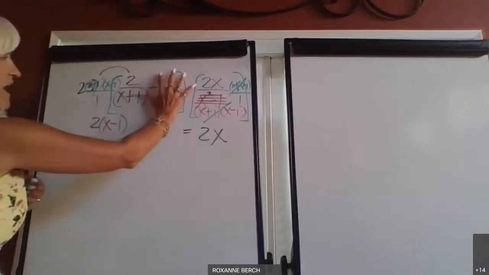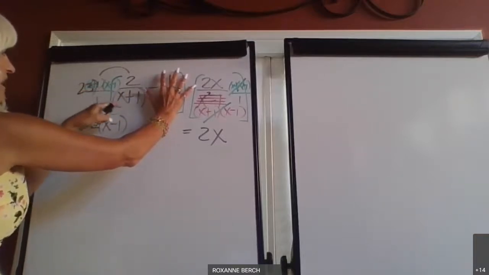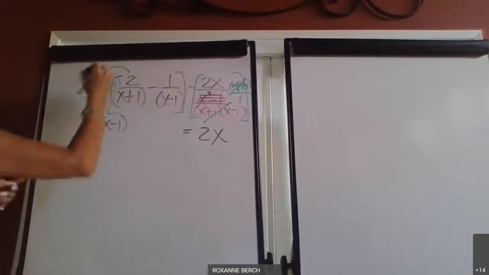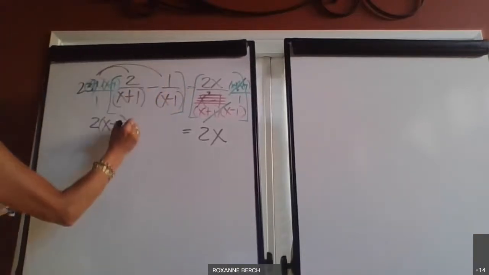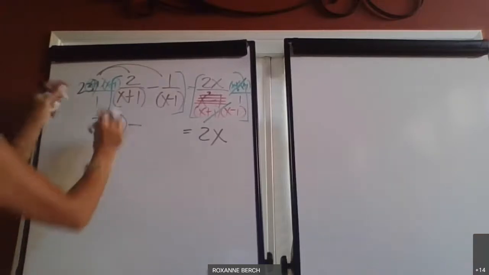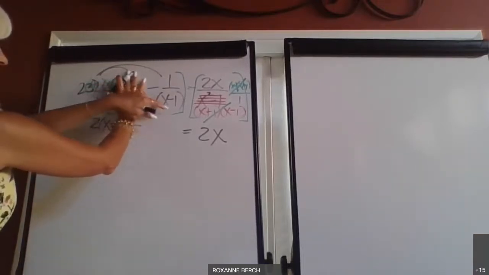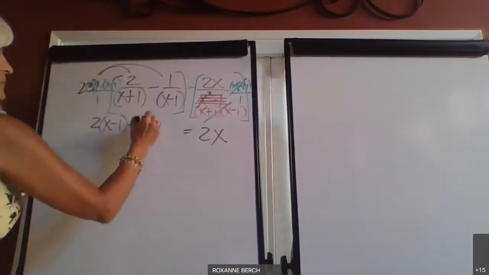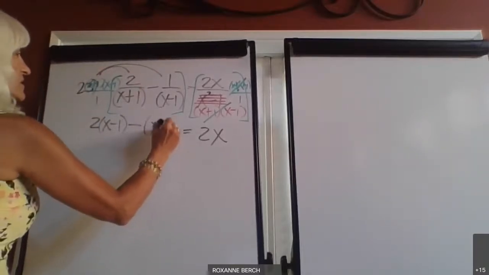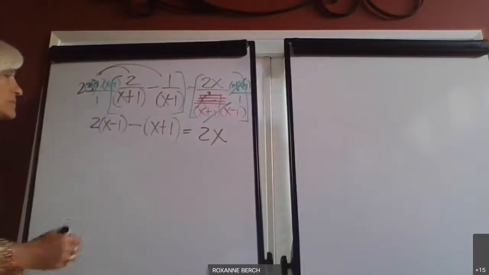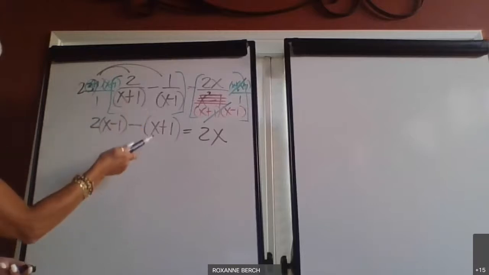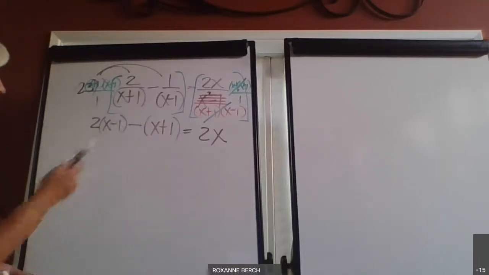So once again, cover this up. The x plus 1 cancels. So you end up with 2 times x minus 1, and then you distribute, so that would be a minus, and now you cover this up, the x minus 1's cancel, so you end up with 1 times x plus 1. So notice that minus, I put this in parentheses because you have to distribute.